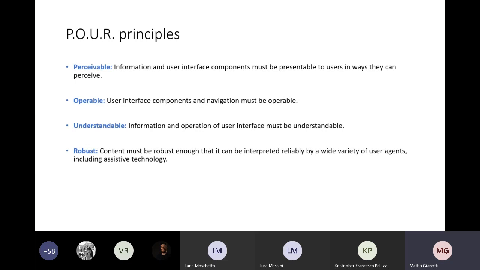And the system must be robust so that it can be used by a huge variety of different assistive technologies. For example, the most common ones are actually automatic speakers, special browsers that read the web page for blind people.